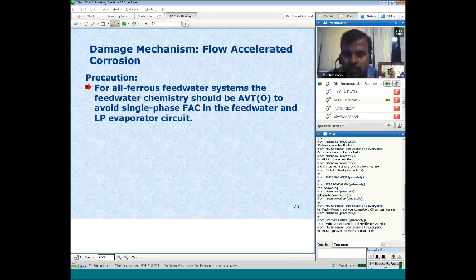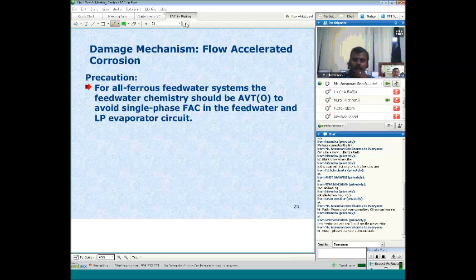So now let's talk about the precaution. In case of an all-ferrous metallurgy, the only precaution that can be taken in terms of flow accelerated corrosion is changing the cycle chemistry. The feed water chemistry has to be changed to AVT(O). Now what is AVT(O)? I'm going to tell you. It's basically all volatile treatment oxidizing. Usually the most common treatment which we have in our power system, in the feed water and steam cycle, is hydrazine and TSC dosing. That is the chemicals which we are using, right?